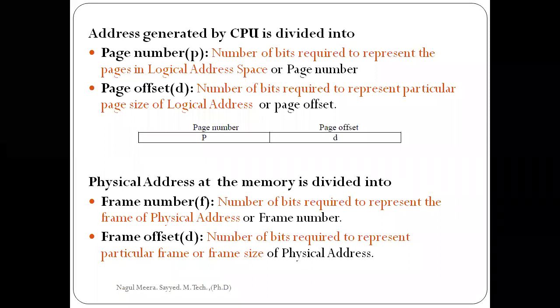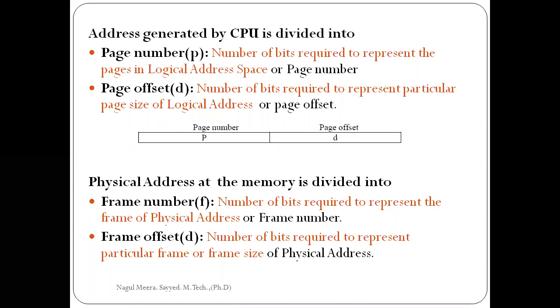Another address entity, physical address, another address entity, logical address. Logical address is CPU. Don't confuse. How to remember: P, physical address means physical memory. Remaining address is logical address at CPU. So simply, address generated by the CPU is called as logical address.